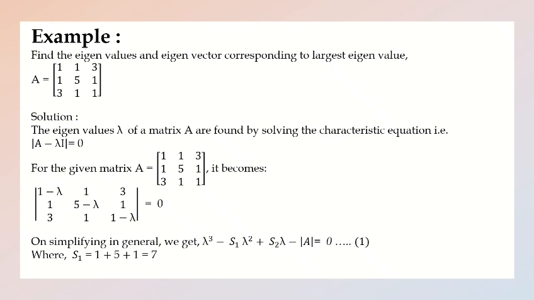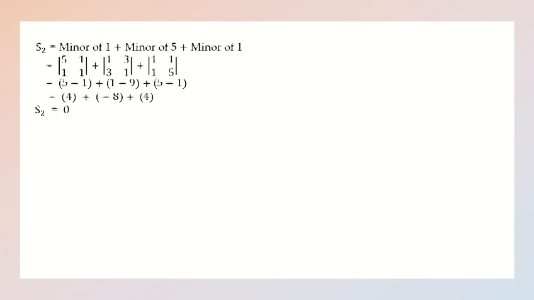S1 is the sum of principal diagonal elements, that is 1 plus 5 plus 1, which is equal to 7, that is S1 equal to 7. Similarly, we find S2, where S2 is the sum of minor of A1, minor of B2 and minor of C3. Minor of 1, minor of 5 and minor of 1.